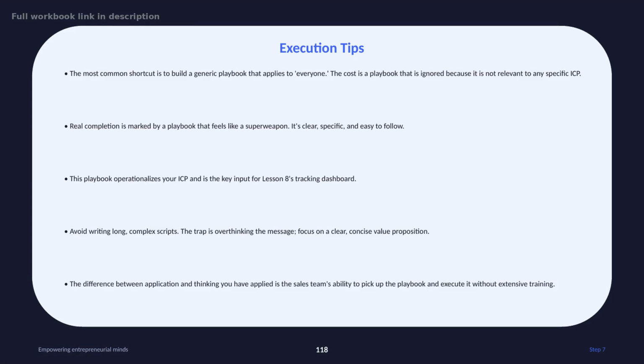The most common shortcut is building a playbook that tries to apply to everyone, and the cost is a document that gets ignored because it isn't relevant to any specific ICP. Real completion tends to feel like a genuine advantage: clear, specific, and easy for anyone on the team to follow. This playbook operationalizes your ICP and is the direct input for the tracking dashboard in the final lesson.